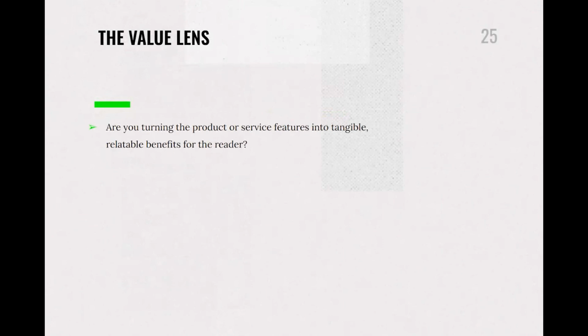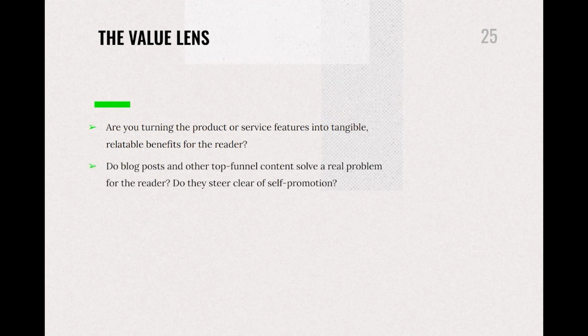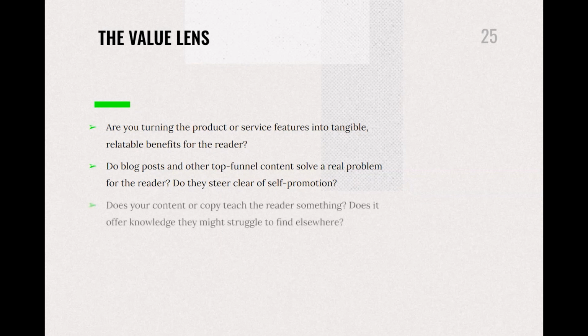So, are you turning the product or service features into tangible, relatable benefits for the reader? Back to benefits there. For blog posts and other top funnel content, does it solve a real problem? Is it just fluffy content created for the sake of it? And do they steer clear of self-promotion? You know, don't be salesy, be valuable at that point in the funnel.